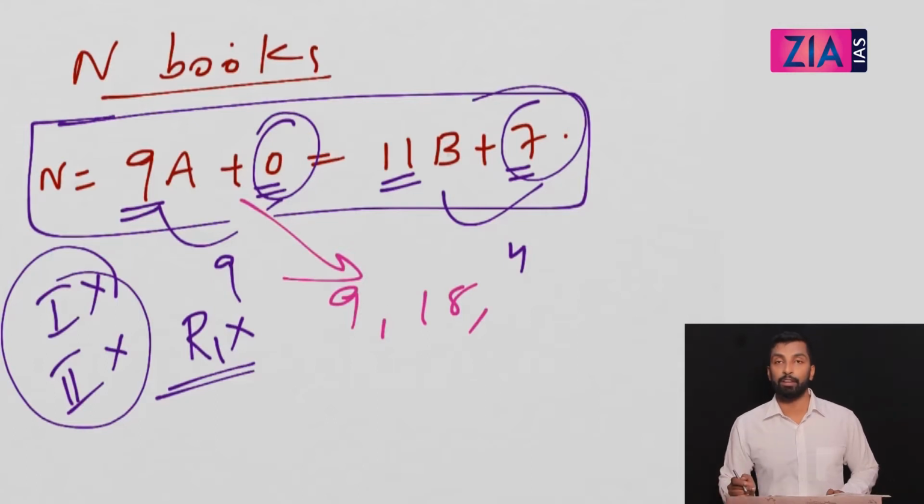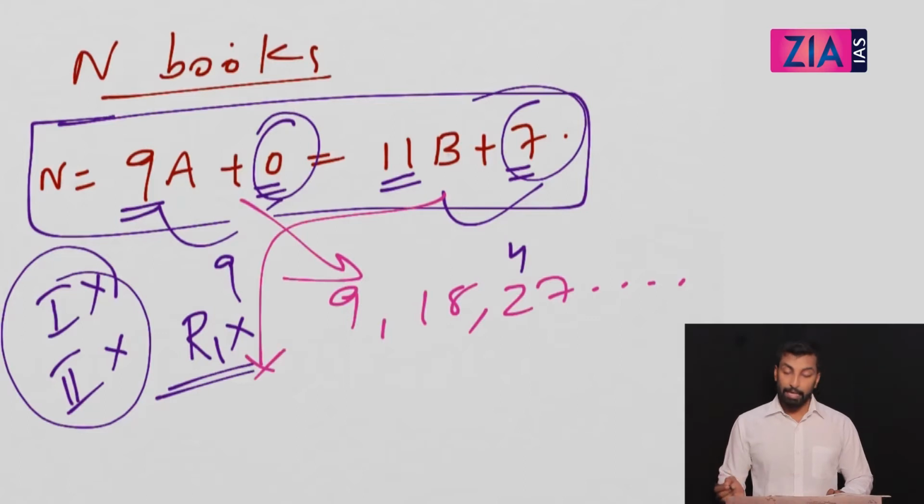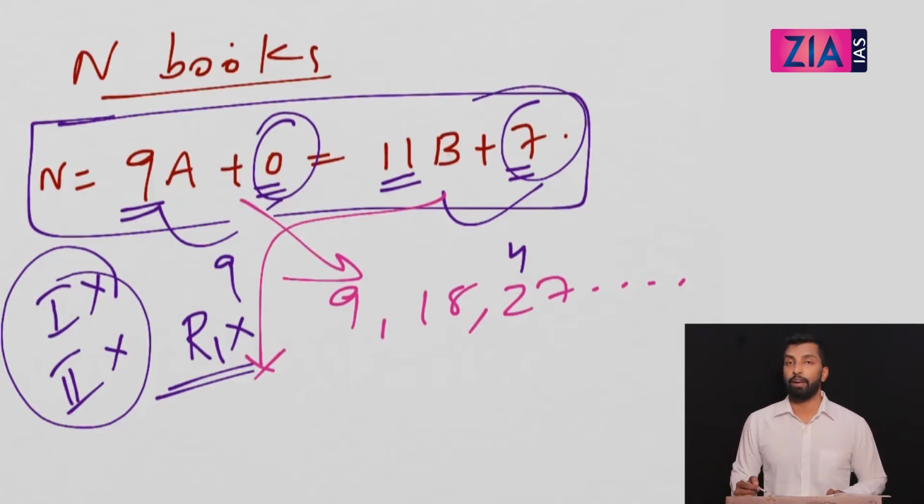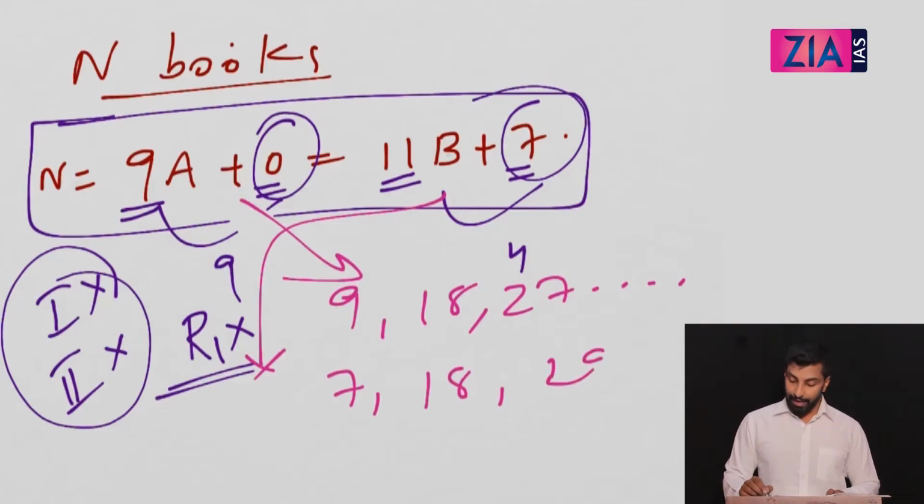Because all these are multiples of 9, that's why the remainder is 0. Then 27, etc., it will go. Second, if you expand this, the first number is 7. 7 when divided by 11 leaves a remainder 7 itself. So 7. Then it will increase in steps of 11. So that becomes 18. Then 29, etc.